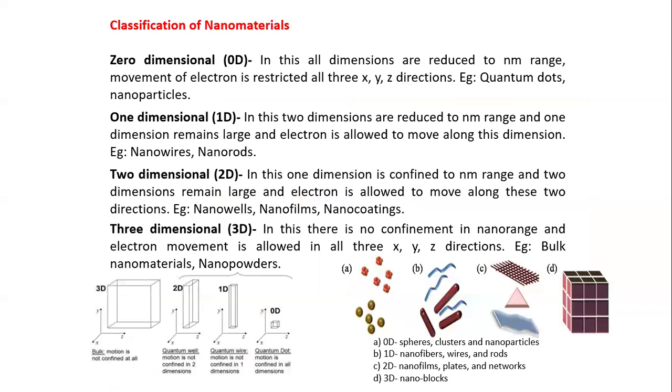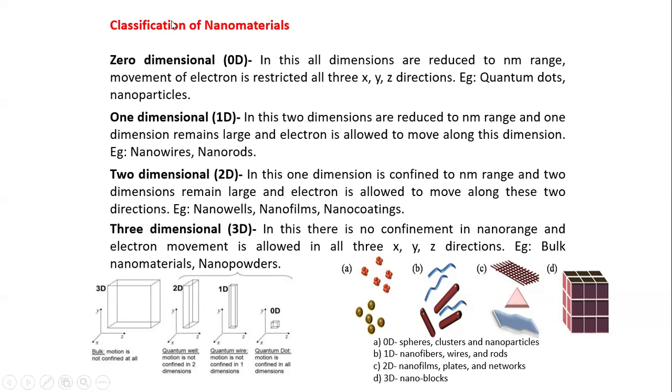Now we have to go through the classification of nanomaterials. Based upon their size dimension, the nanomaterials are classified into 0-dimensional, 1-dimension, 2-dimension, and 3-dimension. This classification is based on the restriction imposed by the size of nanomaterials to the flow of charge carriers. Let us see this in detail.